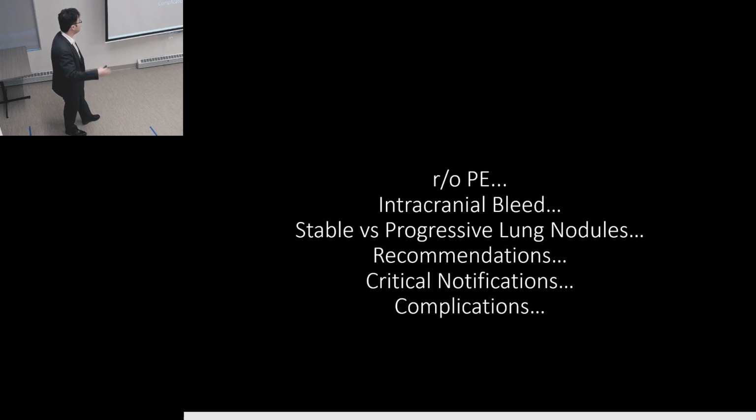But you can imagine, you know, rule out PE, intracranial bleeds, in these types of formats, right? Stable or progressive lung nodules, defining a chemotherapy, the presence of a recommendation at the bottom of a radiology report, right? If there's a critical notification or a complication, let's say after a lung nodule biopsy, a pneumothorax, right? There are things you can maybe measure that you didn't have the time, the people, or the resources for, but if you make a little bit of investment in training here, you may be able to apply it out.